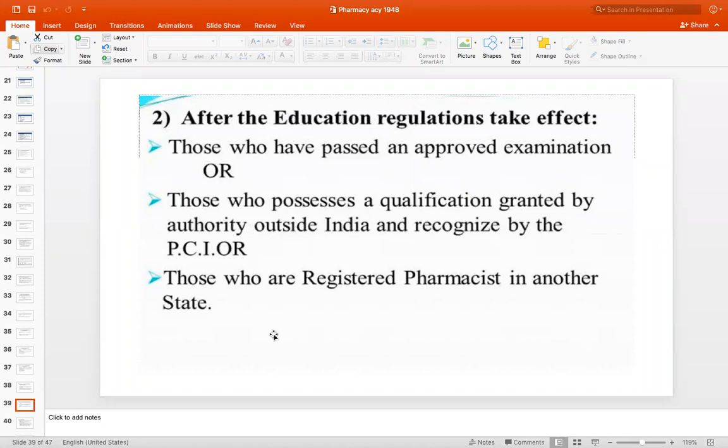He should pass the examination because education regulations are formed, or he should have a qualification granted by at least outside India, and it should be recognized by PCI. Those who are registered pharmacists in another state. Say in Karnataka till last year there were no education regulations, and from this year education regulations are formed, and I am in final year. So I'll finish my final year and I can go for registration because I have completed my examinations and I have the certificate. This is one.